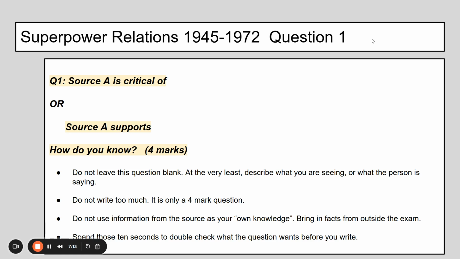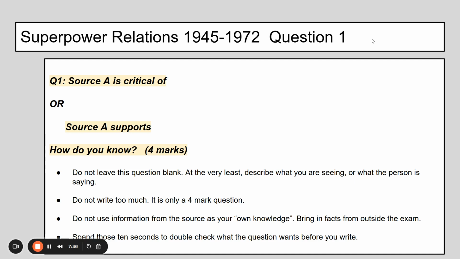It's only a 4-mark question. And as always, you can always go back and add more if you want to. Don't use information from the source as your own knowledge. So if a source is a written source and it's got some precise own knowledge, don't copy that and say it's your own. Bring facts from outside the exam. Your examiner knows what the source says and shows. They're looking for you to bring in knowledge from outside.